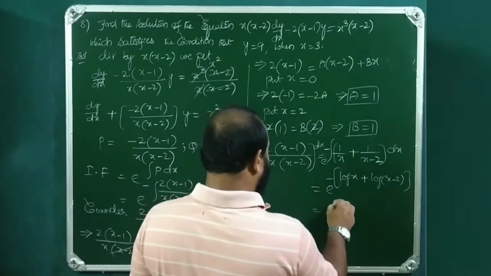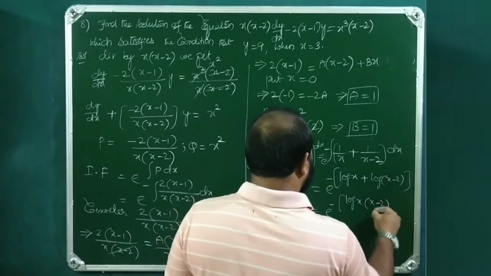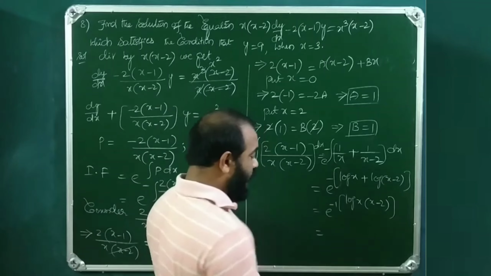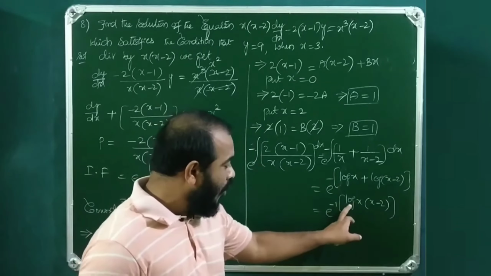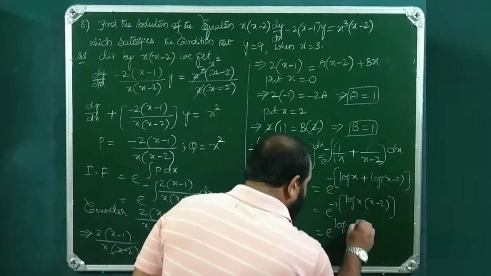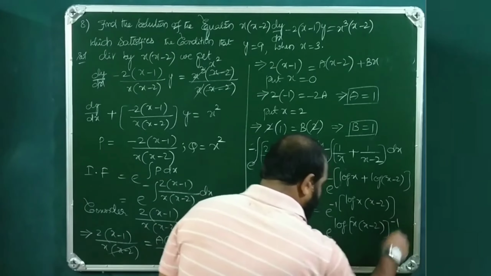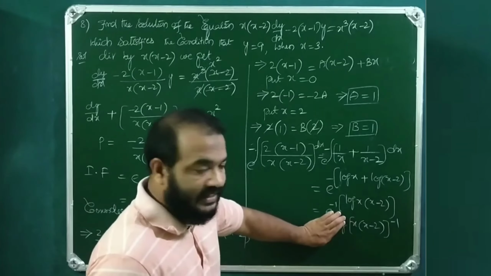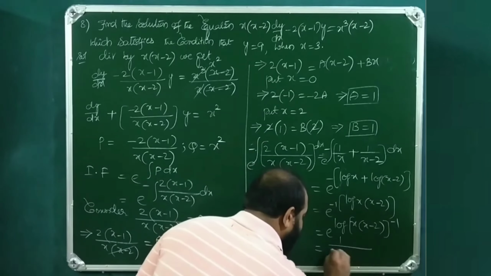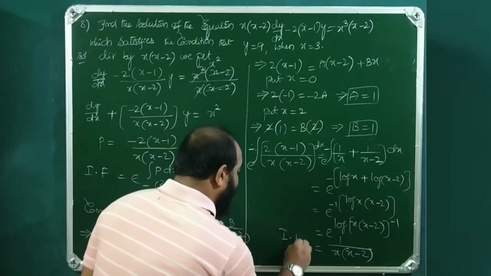So this is equal to e power minus log a plus log b, log ab x into x minus 2. So the minus can be written as minus 1. So m log a is log a to the power of m. So this is e power log of x into x minus 2 whole power minus 1. So e power log gets cancelled. x into x minus 2 whole power minus 1 is 1 by x into x minus 2, which is the integrating factor. So far we get there.